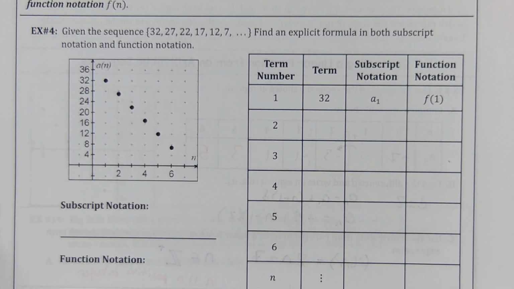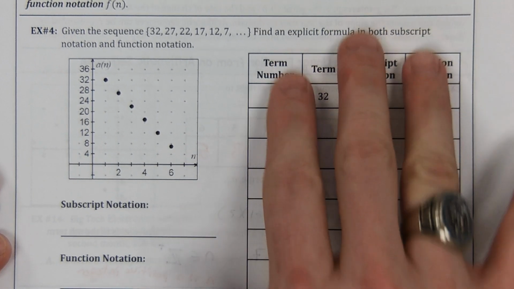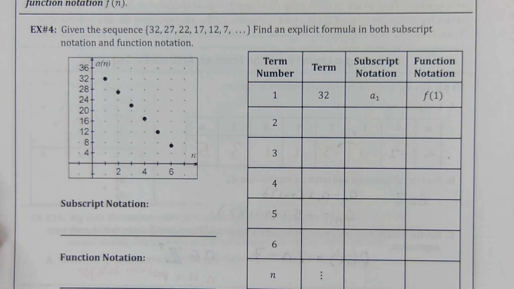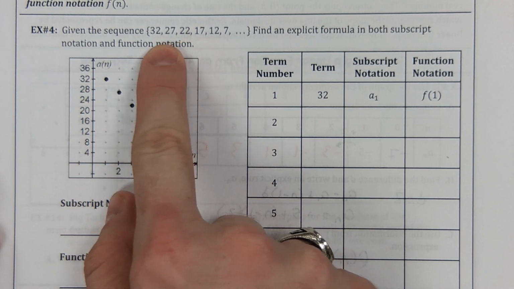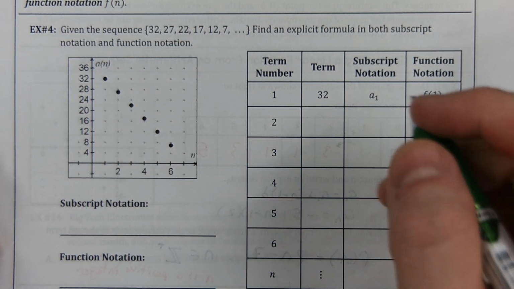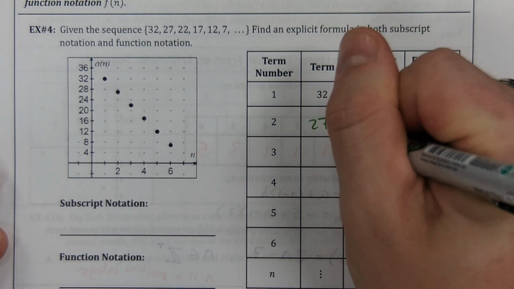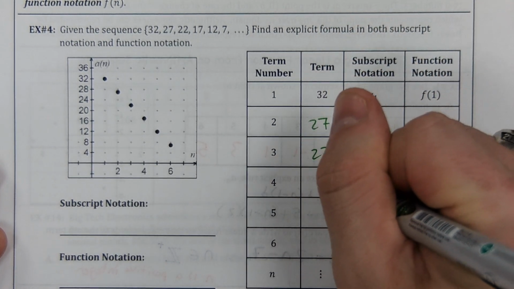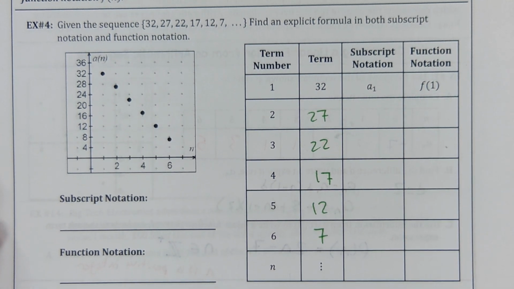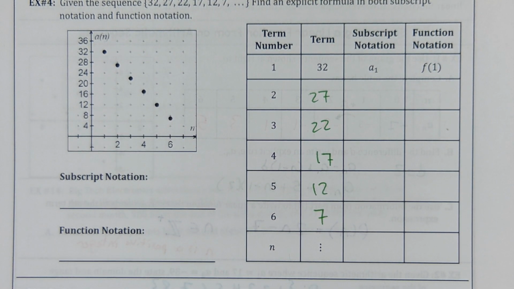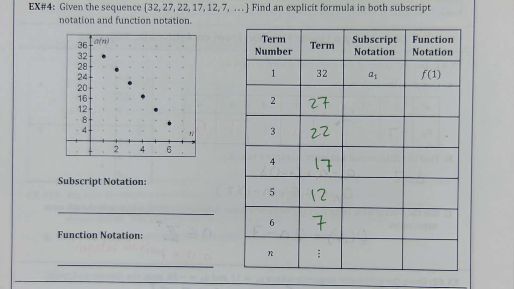Here's another graph. We're going to fill this table out. You can see that term 1 was 32. It's right there. Actually, I'm going to read them off right here. Term 2 is 27. Term 3 is 22. Then 17. Then 12. Then 7. Because, well, you know, the sequence doesn't have to come to an end.